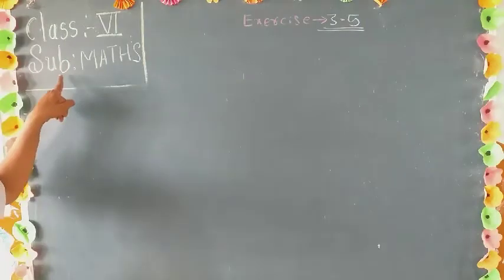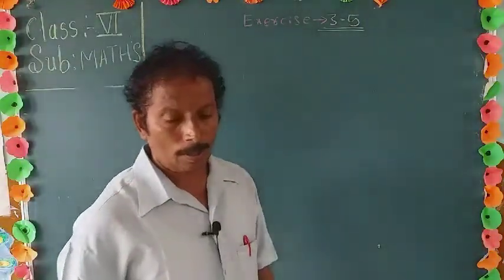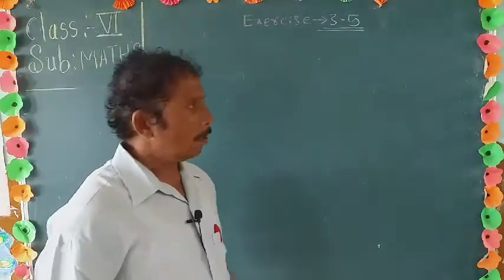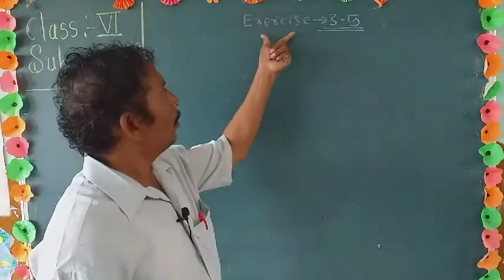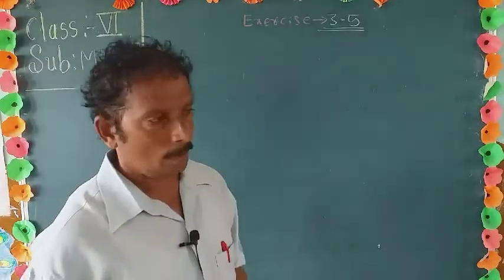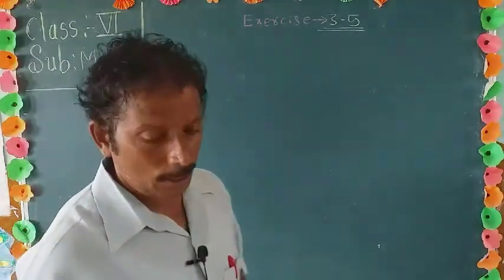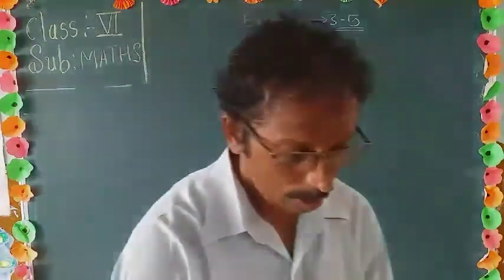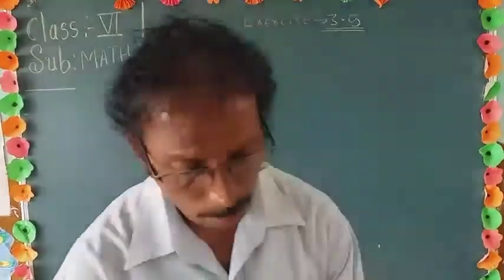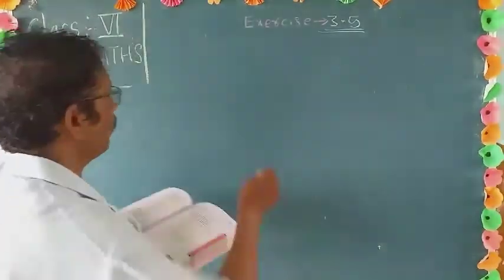6th class mathematics subject, exercise 3.5. In the last period, we have studied few questions in the exercise 3.5. Today, we shall study the next questions. Question number 3. Which factors are not included in the prime factorization of a composite number?